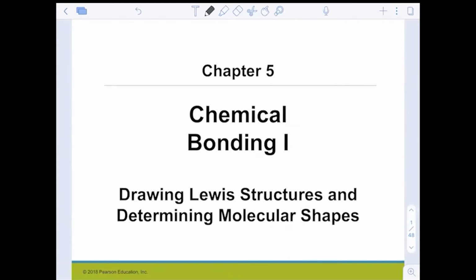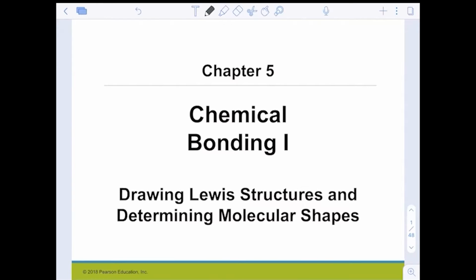Hello and welcome to our introduction to Chapter 5, Chemical Bonding. In this chapter, we are going to start building up our covalent molecules, things that have shared electrons. So we're going to be focusing on our nonmetal section of the periodic table, and how do those nonmetals form bonds? How do they share electrons?